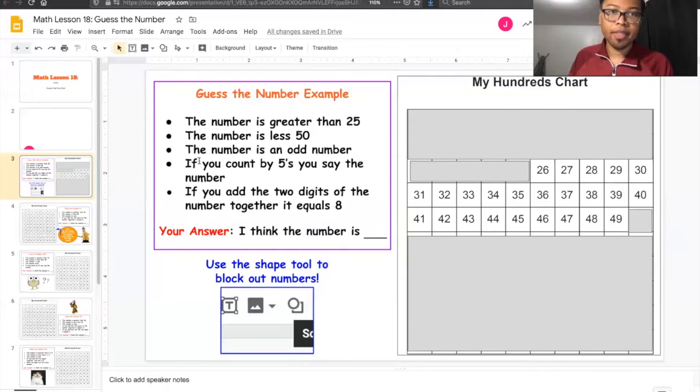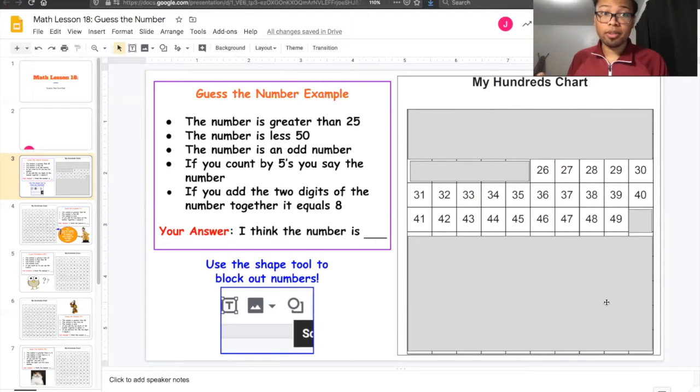Look at that. All right, next clue is the number is an odd number. So that cuts some of these numbers in half. Remember, an even number is anything that ends with a 2, 4, 6, 8, or a 0. So I know this has a 6, an 8, a 0, and you can kind of see a pattern. These numbers are all even.